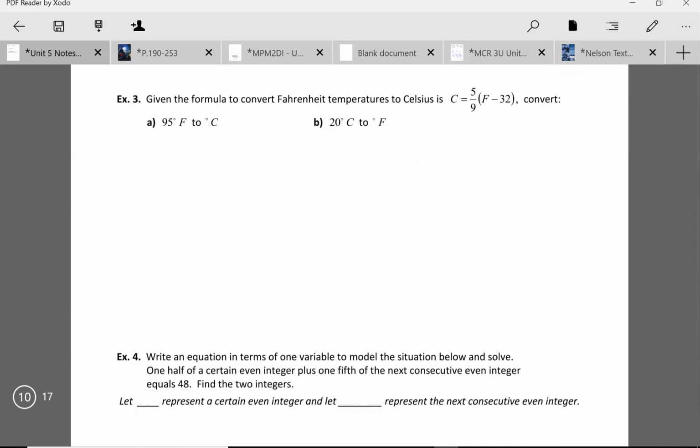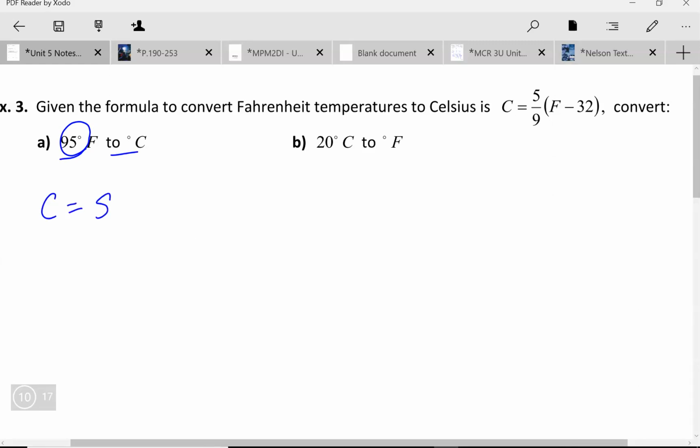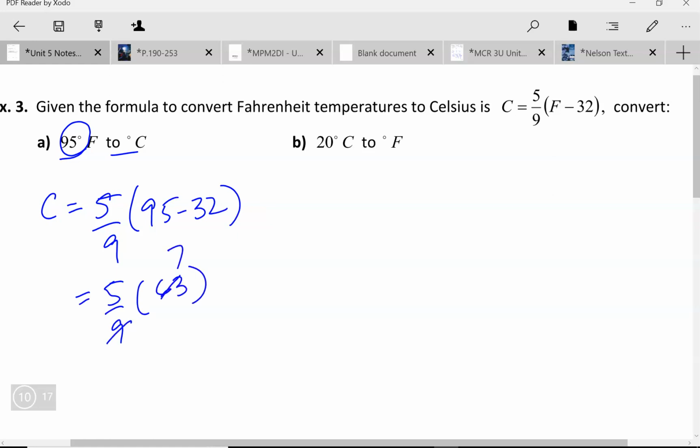Okay, so given the formula to convert Fahrenheit temperature to Celsius is C equals 5 over 9 times (Fahrenheit minus 32), convert 95 Fahrenheit to Celsius. This one's fairly easy because I'm given the Fahrenheit and my formula is for Celsius. So Celsius equals 5 divided by 9 times (95 minus 32) equals 5 divided by 9 times 63. Cancel. 35 degrees Celsius. That was easy.